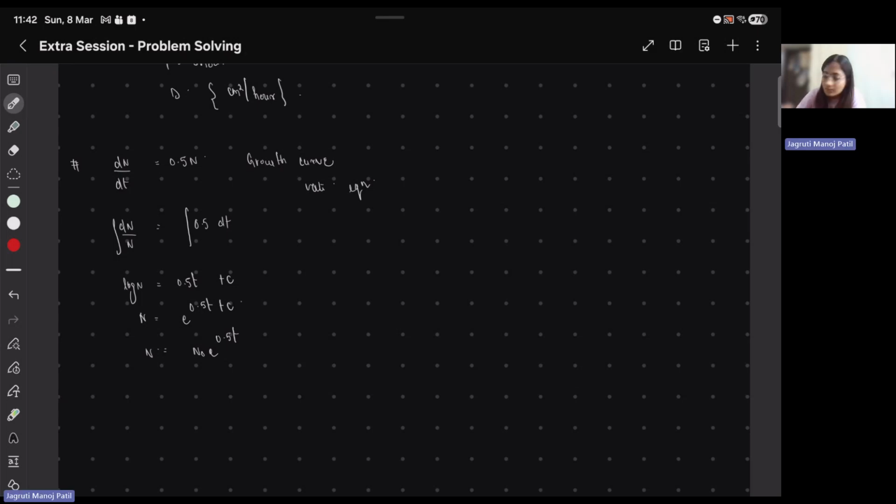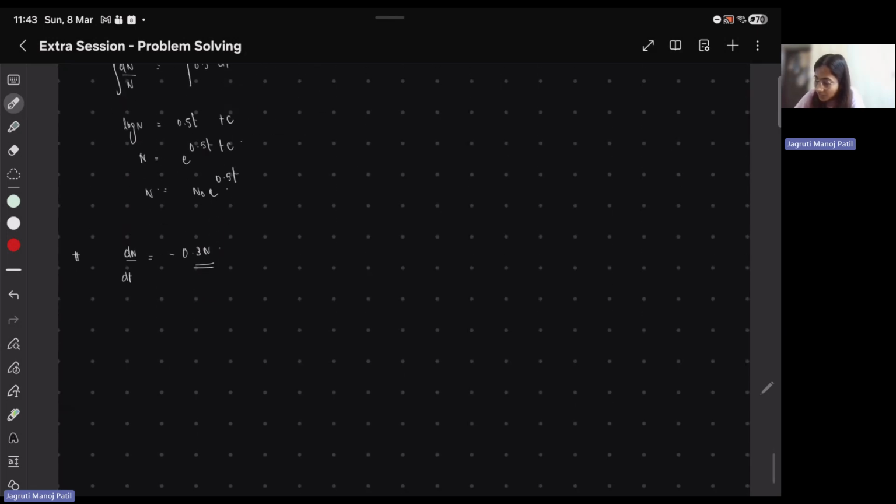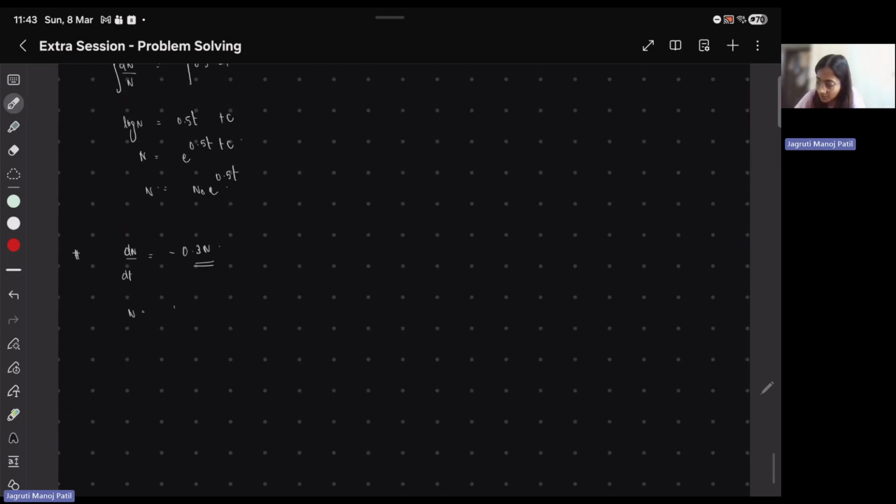Next question. So the next question is similar. Instead, just reverse the sign of the constant in front of it. So now you know what will change in this case. What changes is the sign. So now you already know the solution here. So this would be N naught e raised to minus 0.3 t, right? It would be that sign.